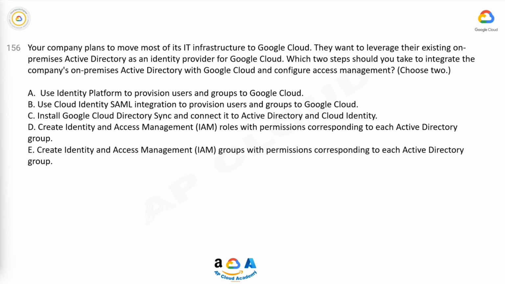156. Your company plans to move most of its IT infrastructure to Google Cloud. They want to leverage their existing on-premises Active Directory as an identity provider for Google Cloud. Which 2 steps should you take to integrate the company's on-premises Active Directory with Google Cloud and configure access management? Choose 2. A. Use Identity Platform to provision users and groups to Google Cloud.